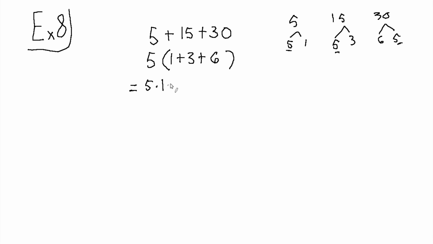So 5 times 1 plus 5 times 3 plus 5 times 6. Go ahead and do your math. 5 plus 15 plus 30. Now we know that we've done the factoring correctly, and that is our factor form.